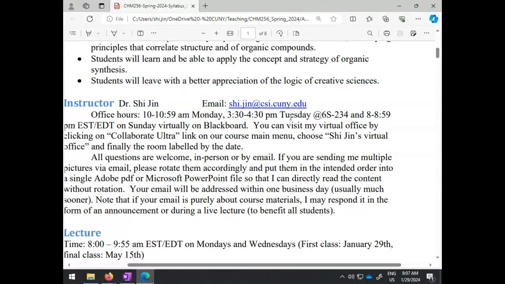Okay, so let me emphasize again. I strongly recommend going with the mechanism first, the pathway. Because if you know the mechanism, you know reactions. If you know the reactions, you know synthesis. Okay, so this is synthesis.